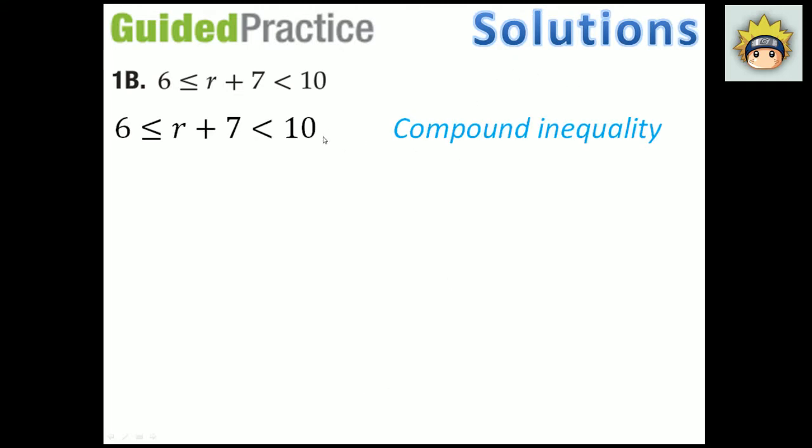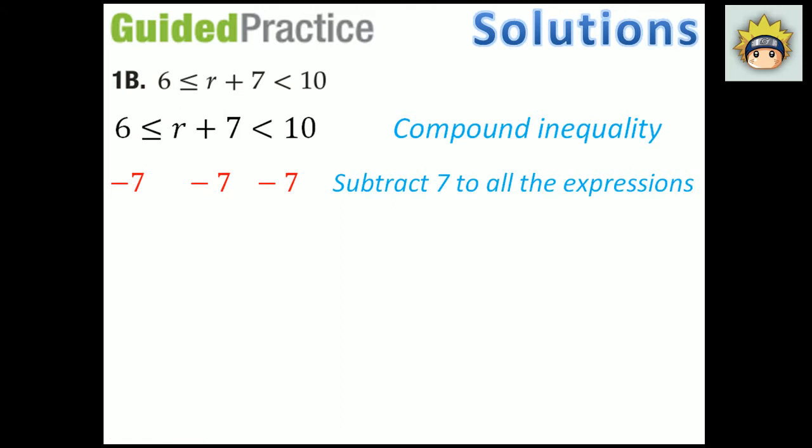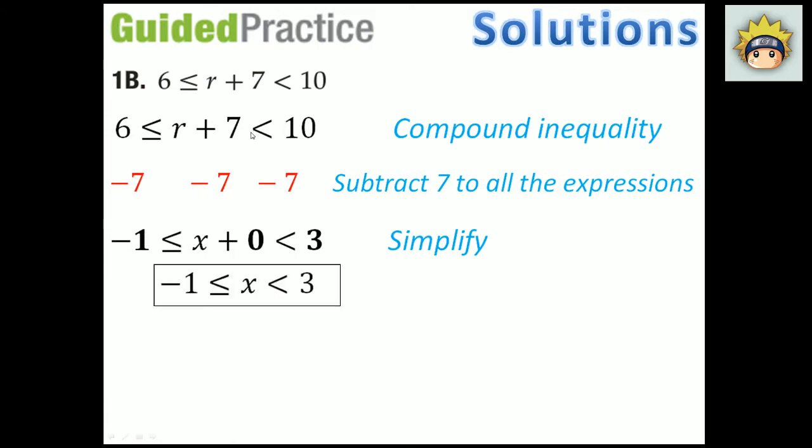It's in its compound inequality. Subtract 7 from all parts of the expression, the left hand side and the right hand side. Then you can simplify. 6 minus 7 is negative 1. 10 subtract 7 is 3. Plus 7 minus 7 is 0. So it looks like this: x is less than 3 but greater than or equal to negative 1.